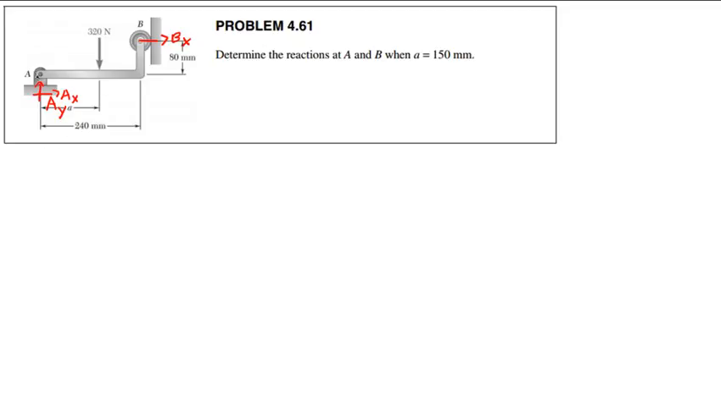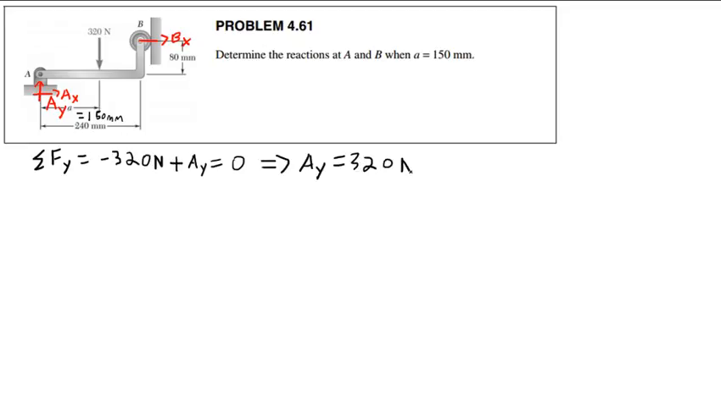If I sum forces in the vertical direction, I have only one unknown force in the vertical direction. So I'm just going to say, sum of forces in the y direction is equal to negative 320 newtons, and A actually here, we're not solving for A. A is 150 millimeters here. Negative 320 newtons plus AY equals zero. Therefore, AY is simply equal to 320 newtons. So we have our first reaction. We got some points on the board. Very easy.